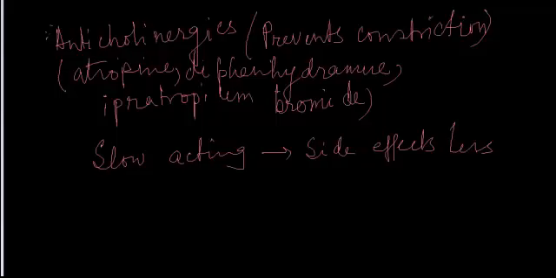Whereas anticholinergics are slow acting, but they do not have serious side effects. So most of the time anticholinergics and beta agonists are given together. One as rescue medicine, another to prevent further damage, that is constriction, as a maintenance therapy. Beta agonists usually relax the smaller tubes, and anticholinergics have an added advantage. They work on both small and big tubes.